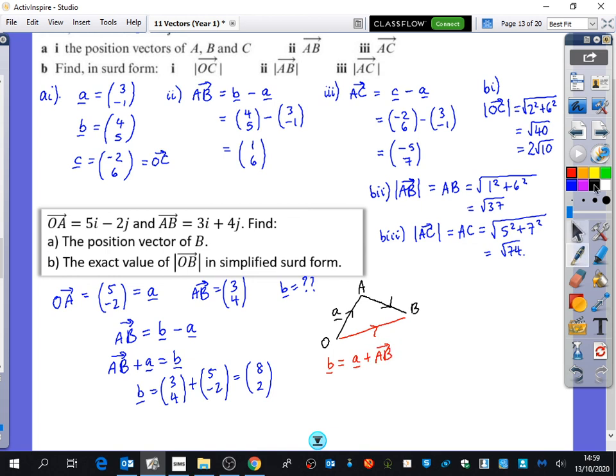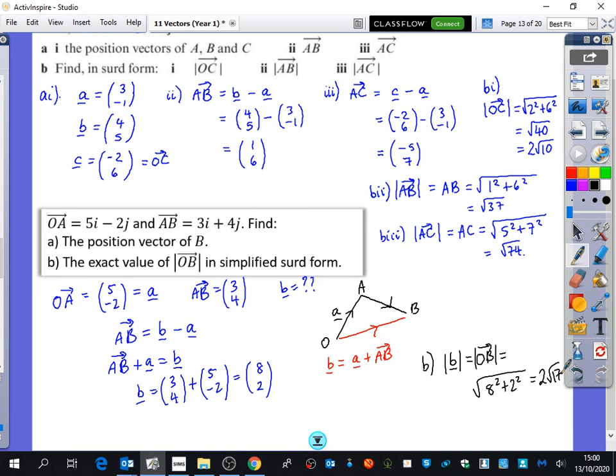I'm very quickly just going to do part B of the question. I want to find out what is the length of OB, which is just going to be this squared plus this squared, square rooted. I could write it as the length of B like this, or the length of OB like this, but it's just going to be 8 squared plus 2 squared, which is root 68, which is 2 root 17. Okay?